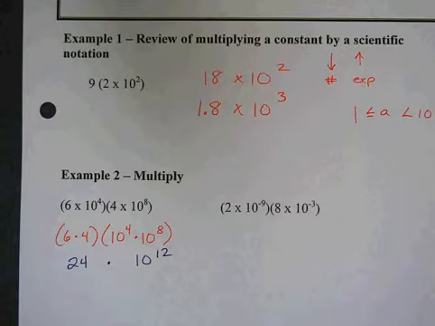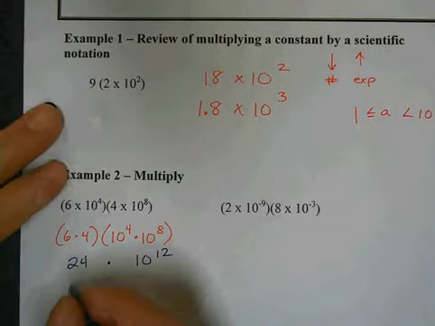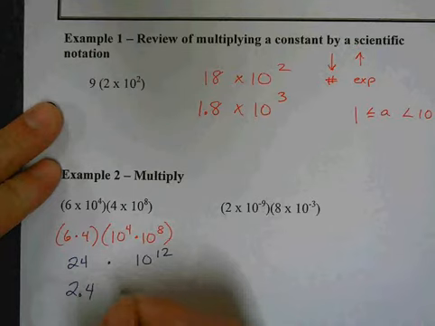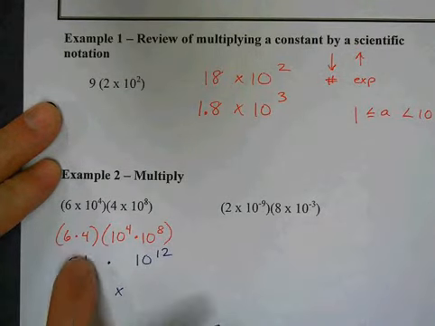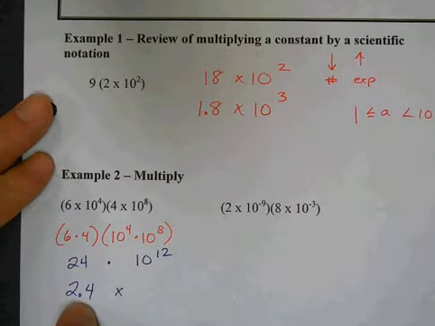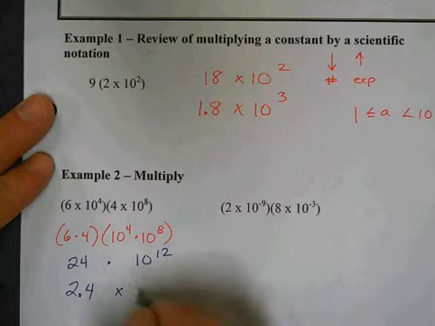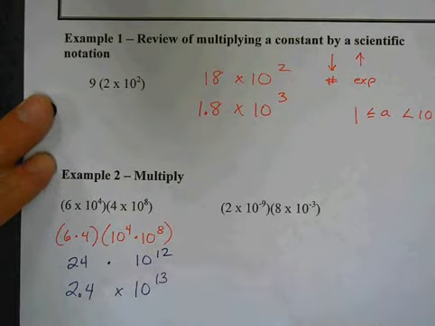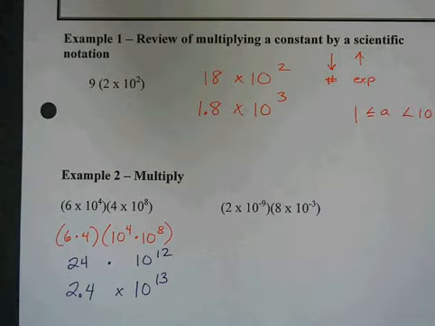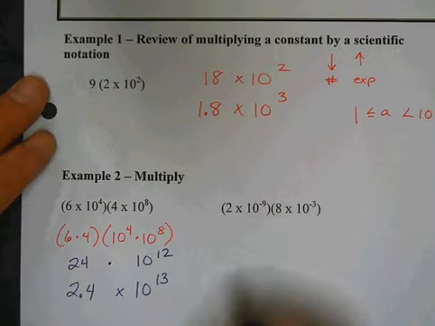Does anyone see anything we can do further? Zach? Okay, you want to change it to 2.4? I would agree as well. This number went down by 1 position. So what's the impact? The decimal goes up by 1 position. Pretty straightforward? All right, let's keep going here.